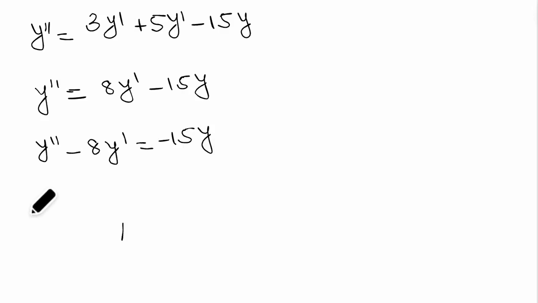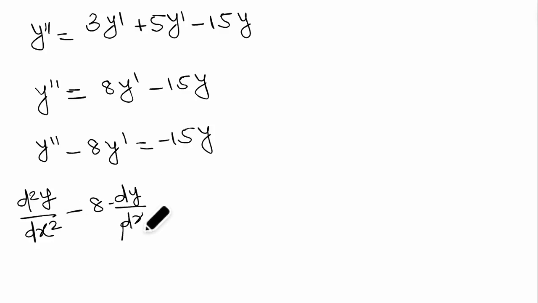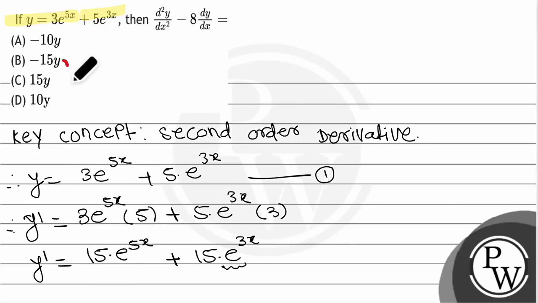So we know, guys, y double dash is what? d2y by dx square, second order derivative. That is d2y by dx square minus 8 into y dash, means dy by dx, equal to minus 15y. So guys, your final answer will be minus 15y. So which option is correct one? Option number B will be the correct option, guys.